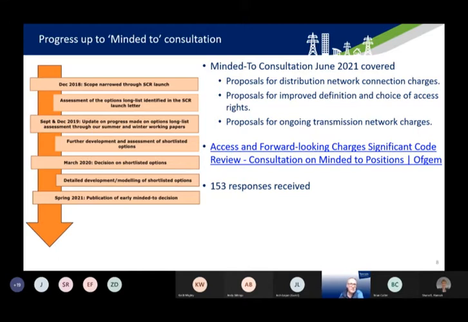They had a lot of responses. They had 153 responses, which, if I'm honest, I think is the highest number of responses to an Ofgem consultation I've ever been aware of. So that's fed into and influenced some of the thinking that Ofgem has done since that consultation was launched.